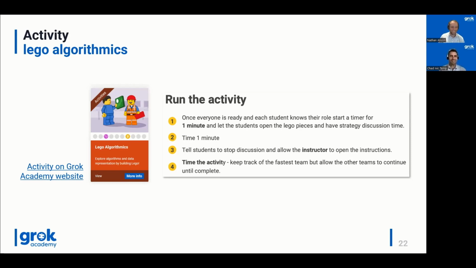Yeah. Okay, so running this activity, first of all, you can find it on our website. You can see the link on the left there. What you need to do, though, before students start building is just a 1-minute strategy discussion time before they touch the Lego bricks. And it's actually a race as well. So if a pair finishes before others, just allow the others to finish off.